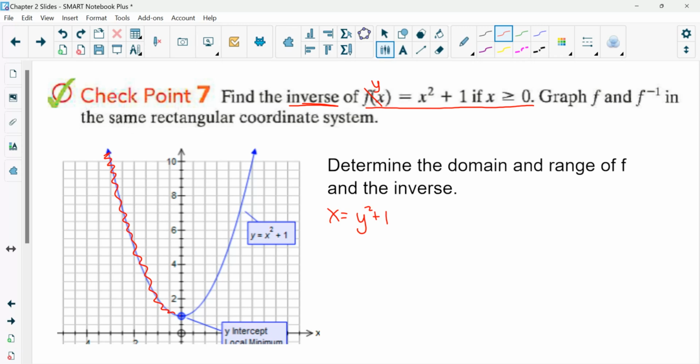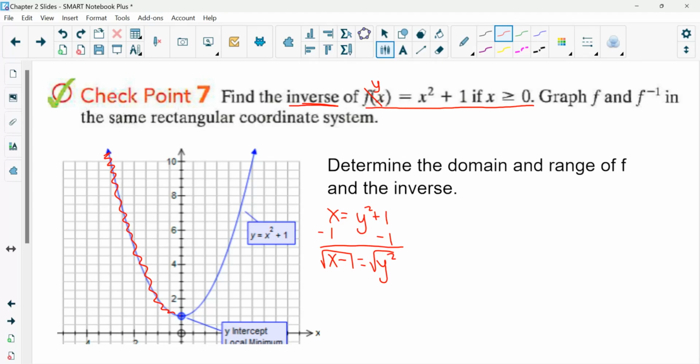So what's the first thing we'd have to do to get the y by itself? Cody, what do you think? What's the first thing we have to do here? Get the y by itself. Subtract the 1. Yeah, subtracting the 1. And then we're going to undo a square by taking the square root. So we're going to take the square root of both sides.